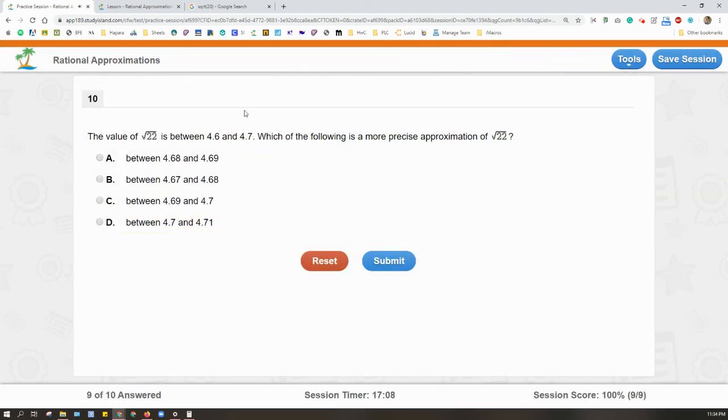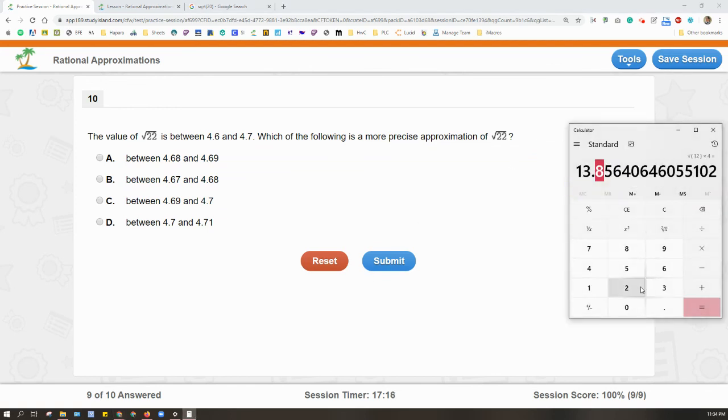Number 10, the value of the square root of 22 is between 4.6 and 4.7. Which of the following is a more precise approximation of the square root of 22? Let's go ahead and get our calculator out. 22, take the square root of that. We got 4.6904. So it's really close to 4.69.